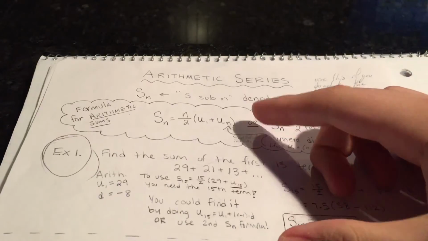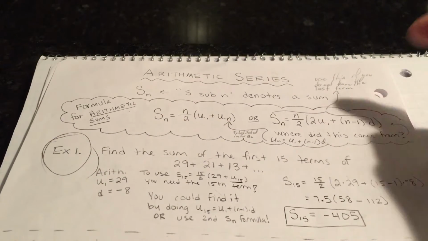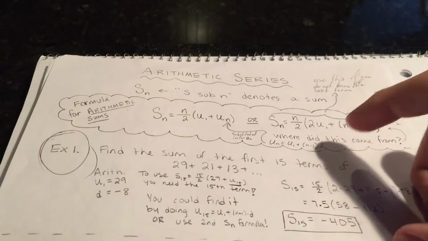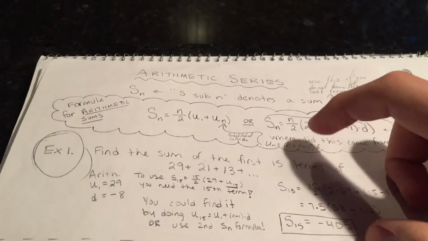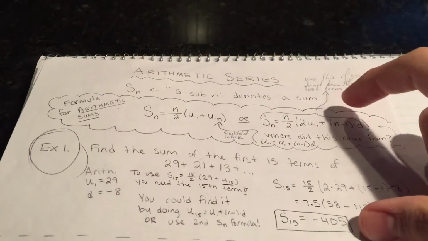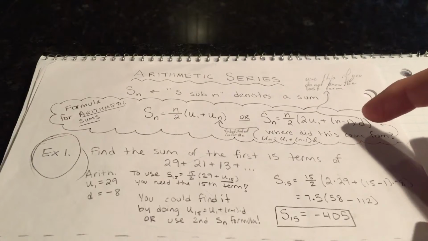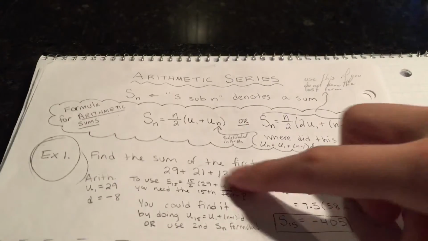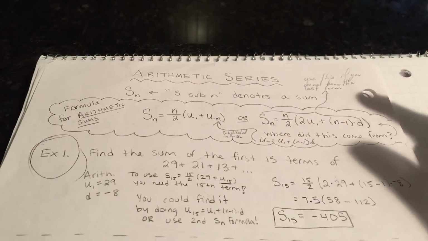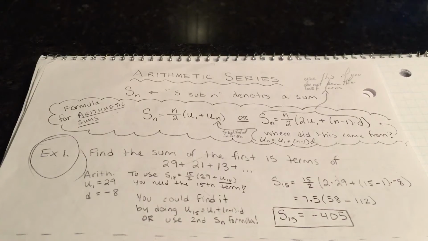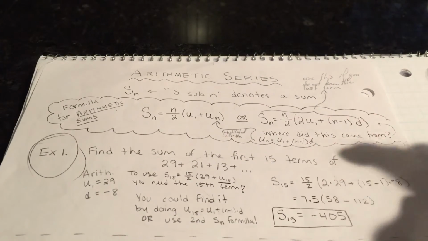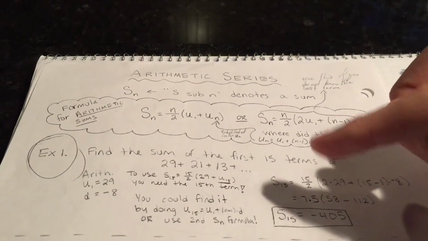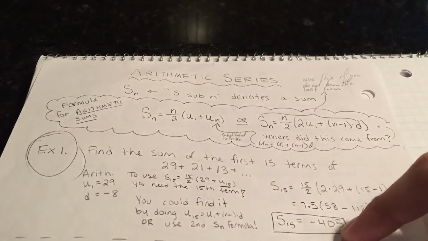As we saw, we don't know the 15th term, so we're going to the second formula. Again, it's 15 over 2, and then 2 u sub 1, so 2 times 29 because 29 is the first term, plus 15 minus 1, because it's n minus 1, times the difference, which is negative 8 since they subtract 8 each time. We plug in and solve, and we find that the sum of the first 15 terms is negative 405.